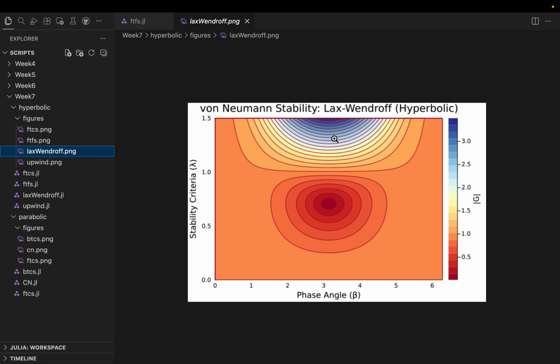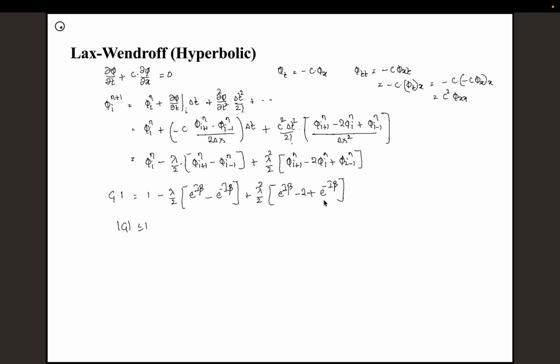Yeah, so we need the value of g to be less than or equal to 1. So you can see for all the higher values of lambda, so whenever lambda is greater than or equal to 1, there are certain values of beta for which this particular modulus of g is actually greater than 1. So you can see all these values, it is actually greater than or equal to 1. So what we can infer from this plot is for all the values of lambda less than or equal to 1, for any value of phase angle that we take between 0 to 2 pi, this value is going to be less than or equal to 1. So this particular Lax-Wendroff scheme is a conditionally stable one with lambda less than or equal to 1.